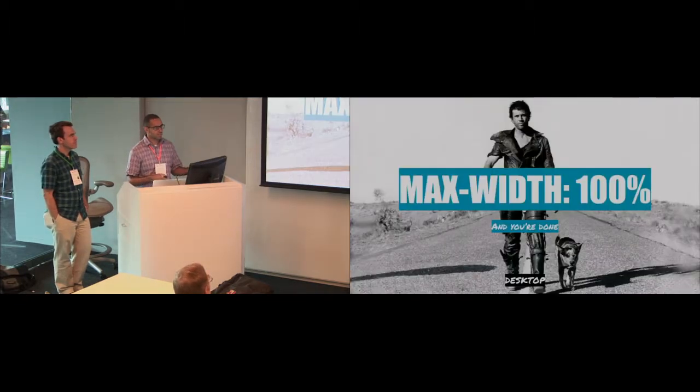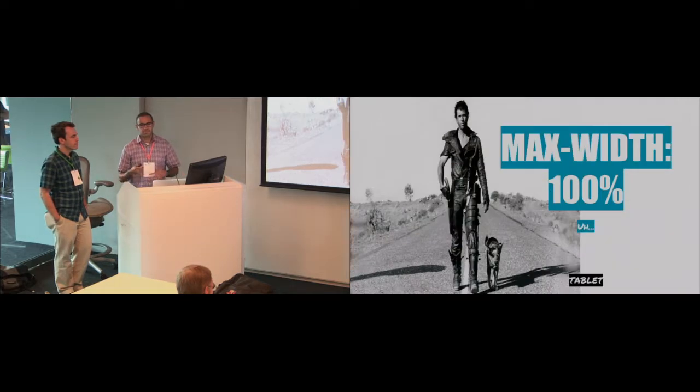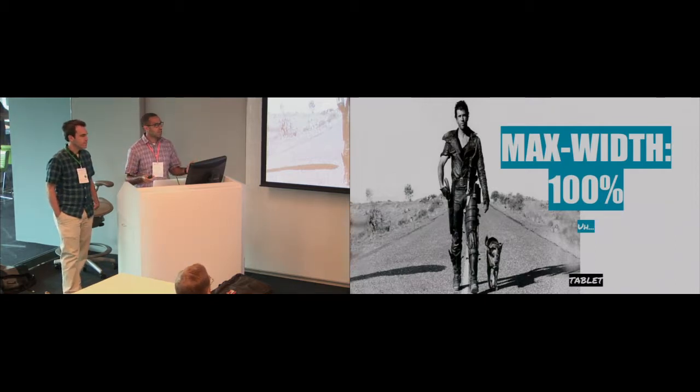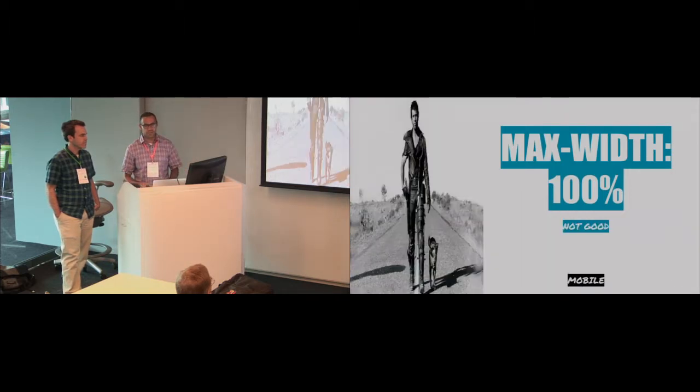So you have this nice image of Max right here. It's set to max width 100% on your desktop, and it looks great. You go down to tablet, the max width's still set to 100%, so it's filling the whole width of the screen, but Max is starting to get shrunk. And if you go down even further to mobile, for Mel Gibson, he might like this because he's nice and thin, but for the rest of us, this looks pretty bad.